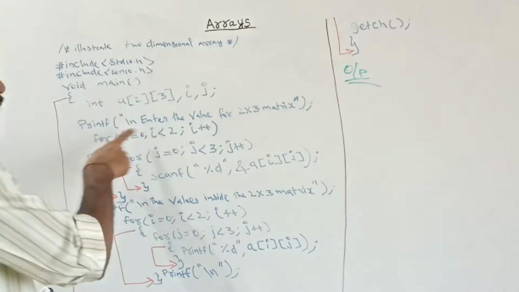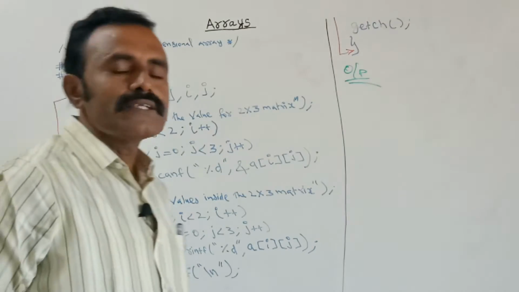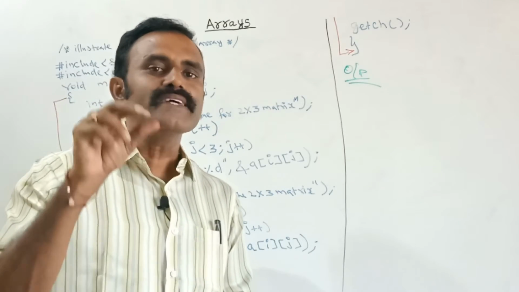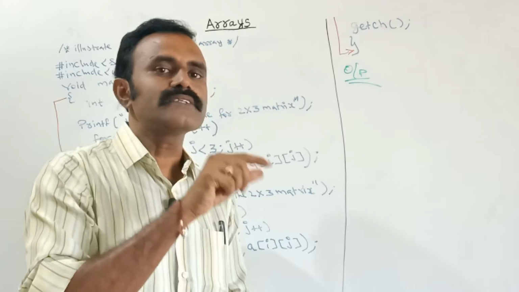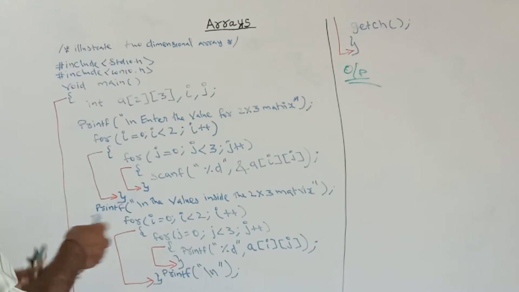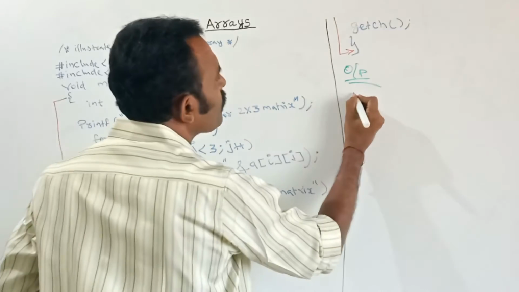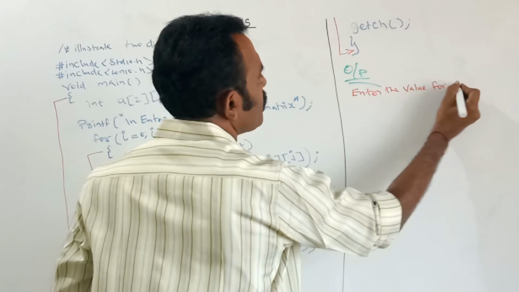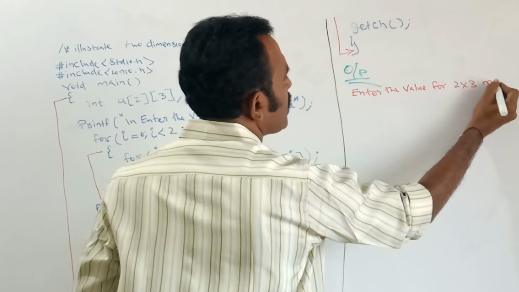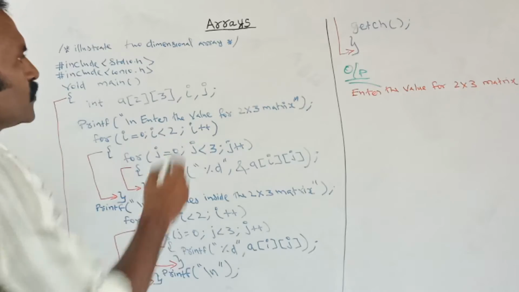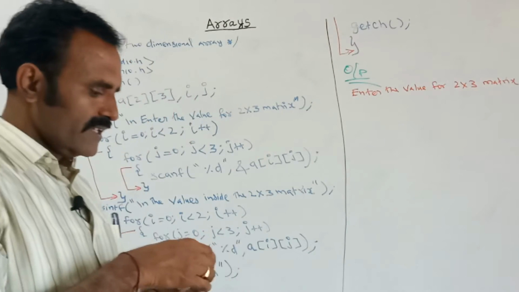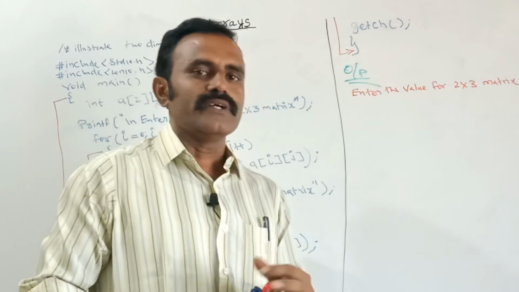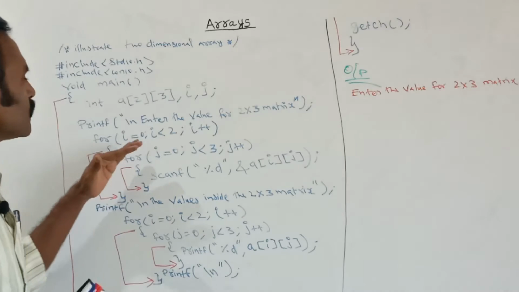So here, enter the value for 2 cross 3 matrix. A 2 cross 3 matrix means totally 2 rows and 3 columns. Totally we can store up to 6 elements inside the 2 cross 3 matrix order. On the keyboard, if you are entering a value, that value will be stored according to this row and column.